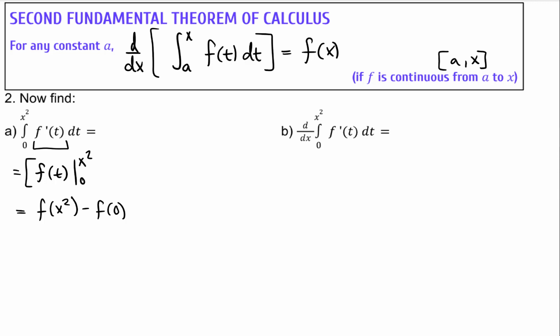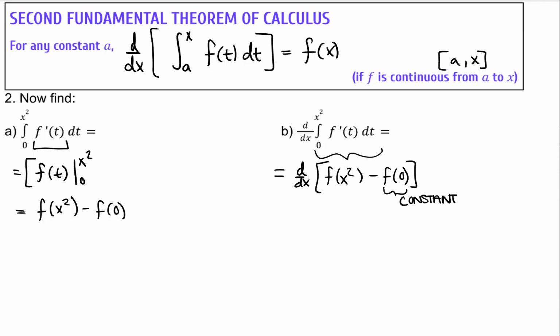Now let's look at part B. This result is f of x squared minus f of 0. We need to derive this result and recall that f of 0 is a constant. Deriving a constant is equal to 0, so we're really just deriving f of x squared. We're deriving with respect to x, but this is not a function of x, it's a function of x squared.